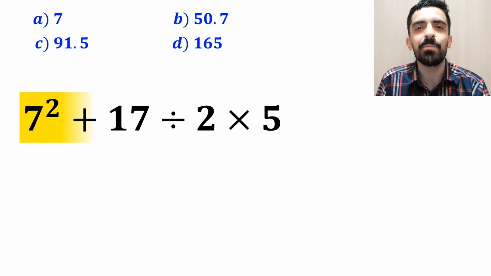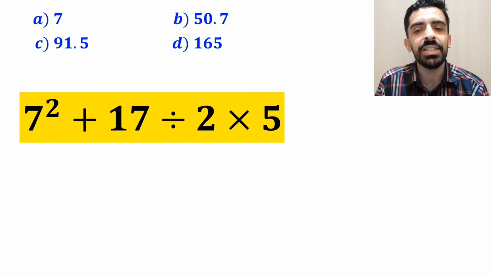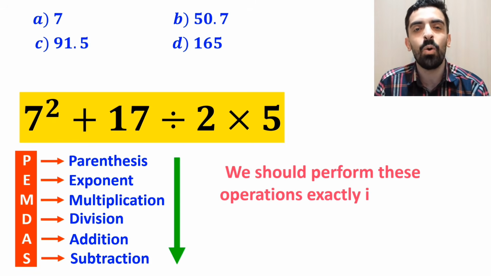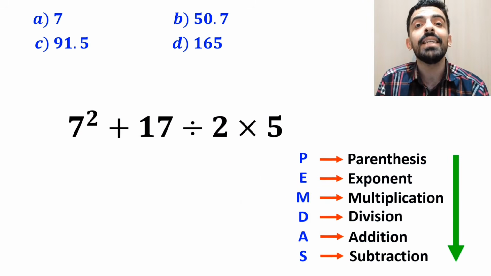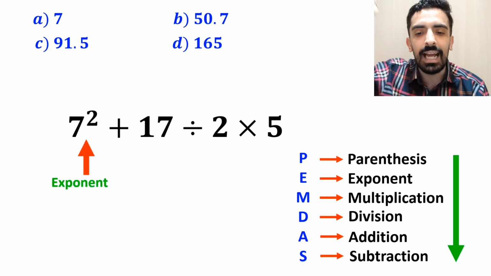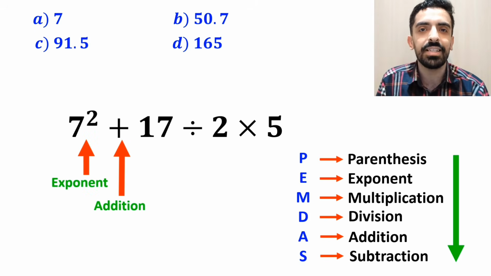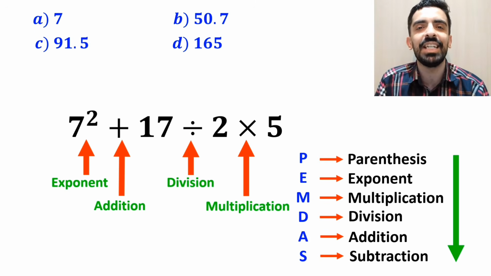Alright, now let me explain step by step how to solve this expression properly. To solve this question, we must follow a rule that is called PEMDAS. We should perform these operations exactly in order from top to bottom step by step. Alright, as you can see in the image, in this expression, first we have an exponent, then an addition sign, followed by a division, and finally a multiplication.